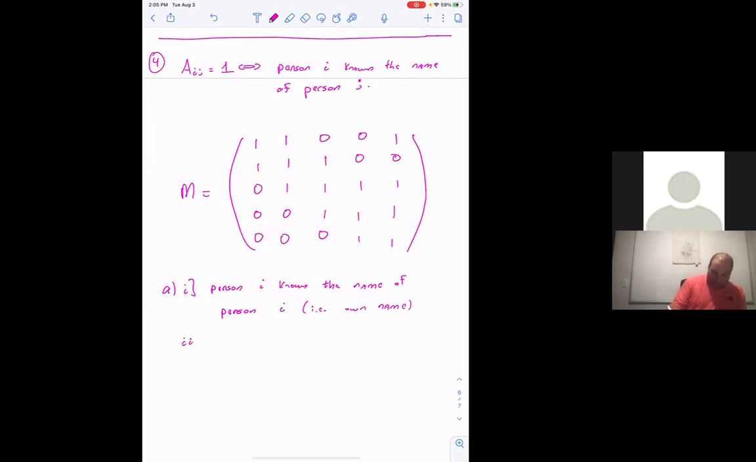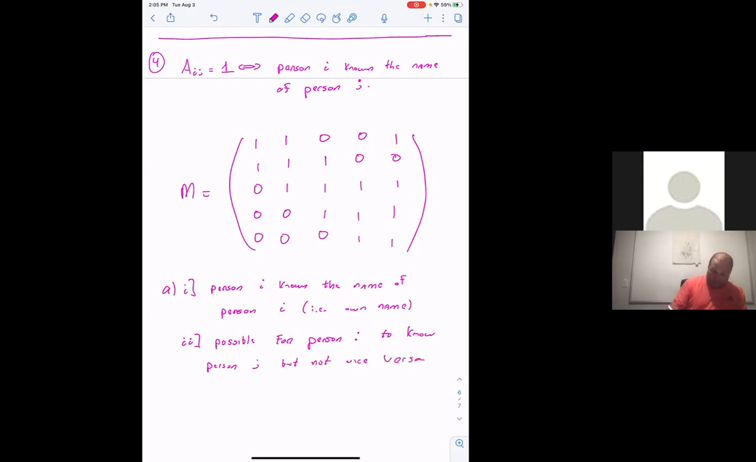Okay, part II. Explain why the graph does not have to be symmetric. I already did this. It's possible for person I to know the name of person J, but not vice versa.